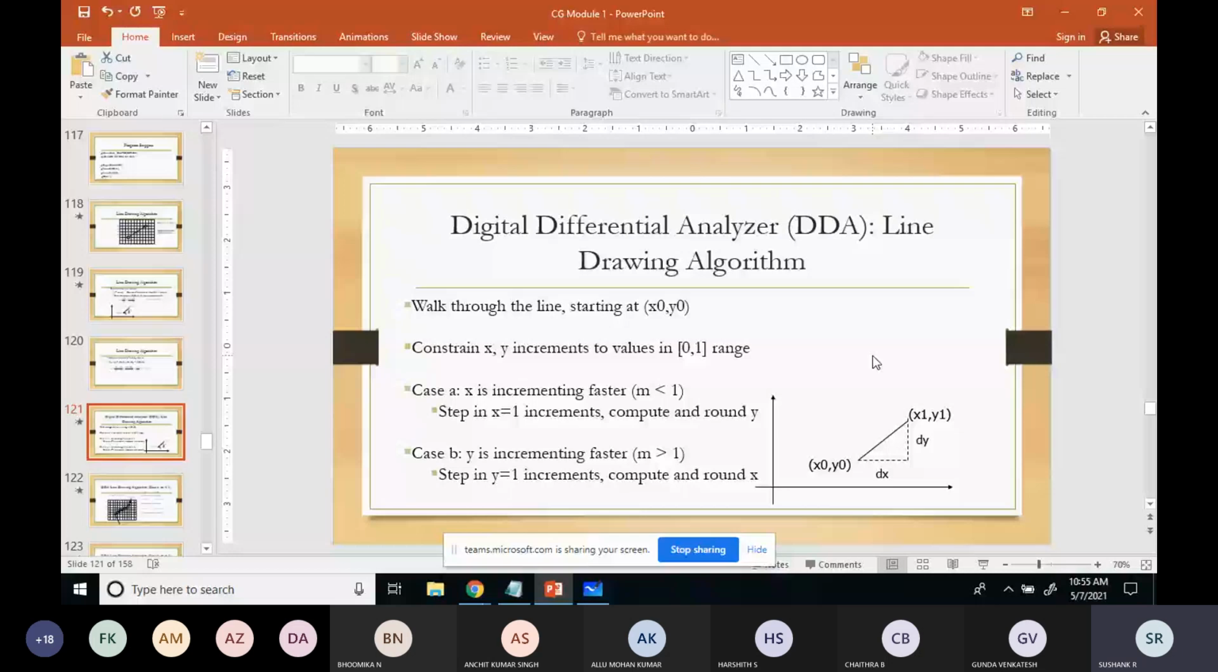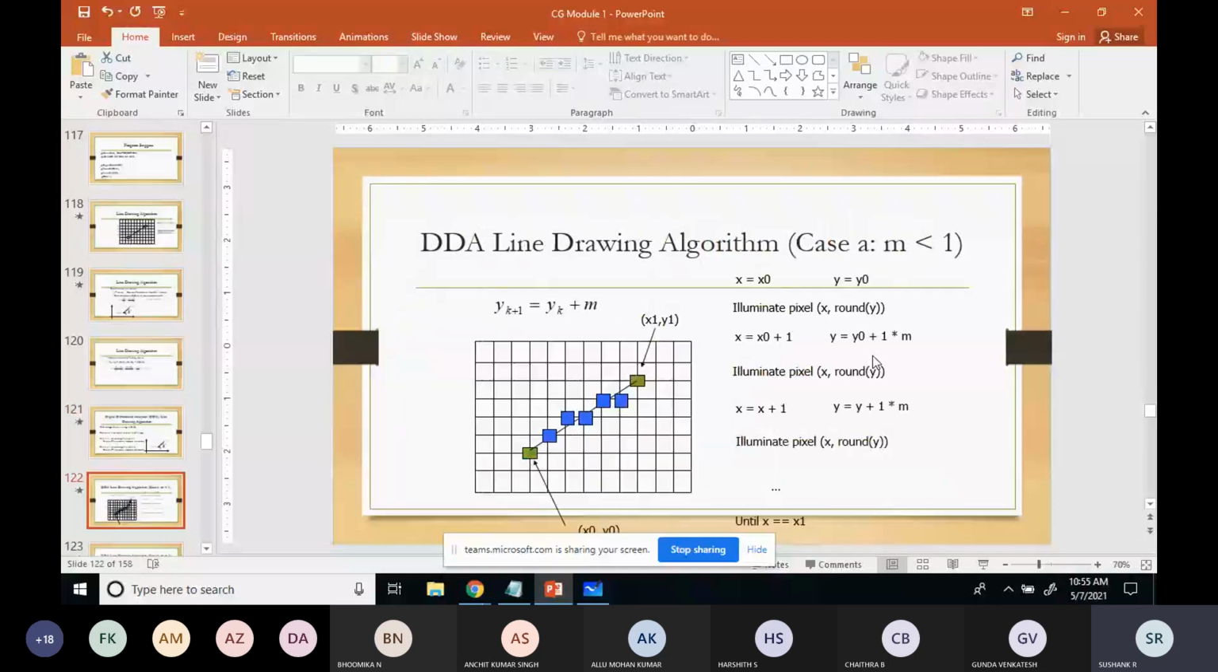Sometimes you'll get confused between m greater than 1 and m less than 1. If this is clear, which axis increments for less than 1 and which for greater than 1, you can easily solve this. And m equal to 1 means both will be incremented. So these are the equations. Initially x will be x0 and y will be y0.